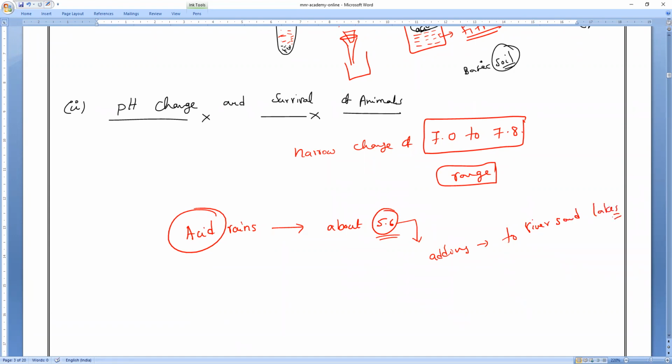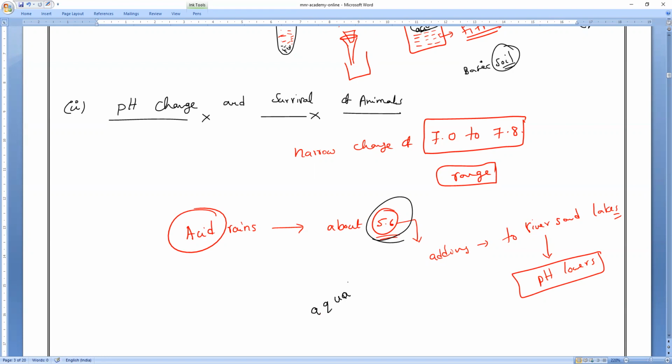So what will happen? The survival of aquatic animals becomes very, very difficult, because when this is added, the pH value will be lower than normal. Understand? If it is a slight change, no problem, they can survive. But when the pH value becomes very, very acidic, 5.6 or less than that, then the aquatic fishes and all cannot survive.